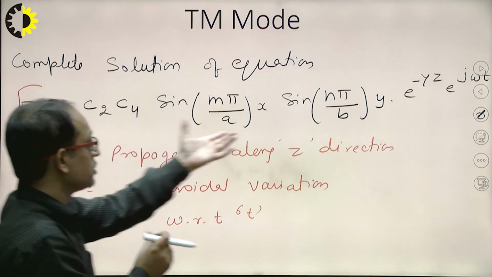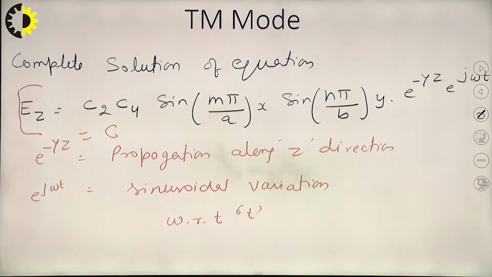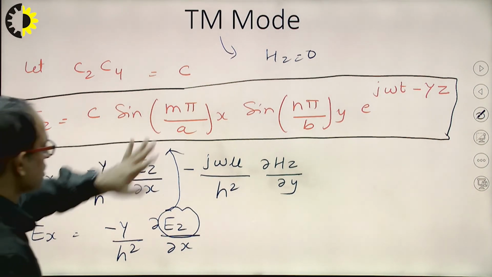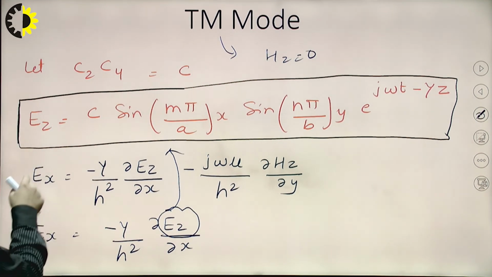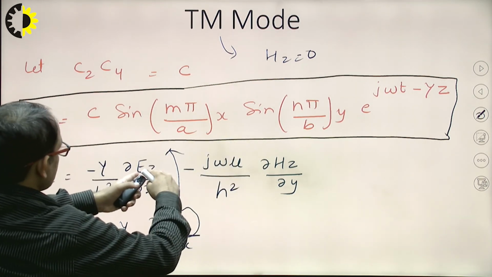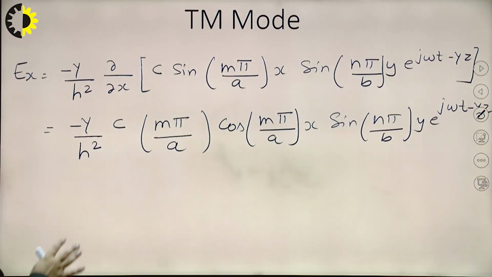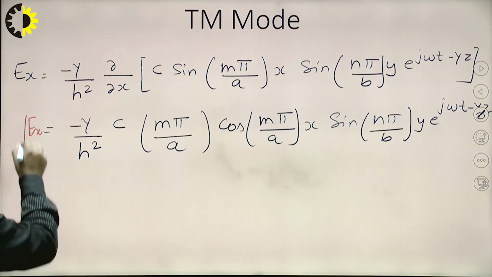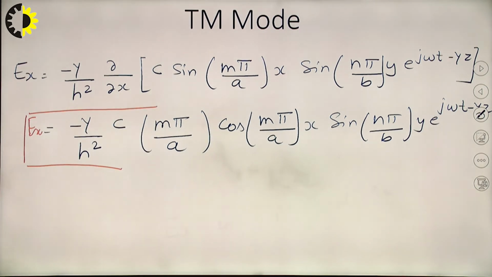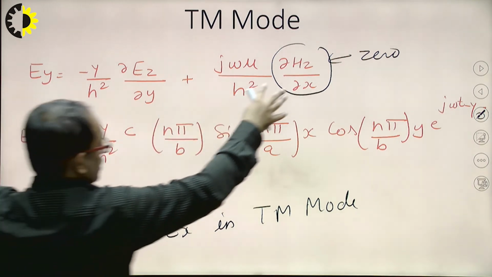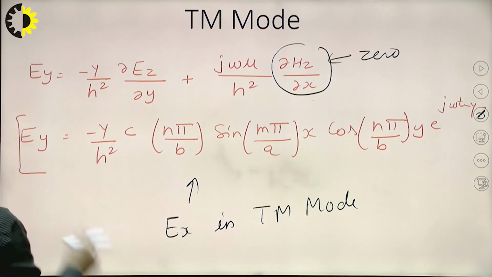Where c2 and c4 are constants, so the overall constant will be C. So therefore Ez equal to this equation. Now put the value of Ez in the Ex equation. As we know that Hz equal to 0, put the value of Ez here, and you will get Ex comes out to be this one. Clear? And similarly for Ey, put Hz equal to 0, put the value of Ez here, and you will get Ey comes out to be this equation.